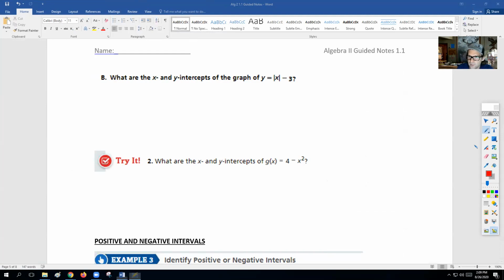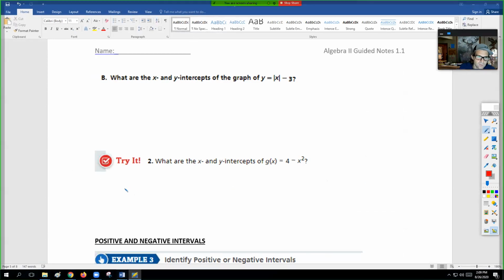Okay, next one, what are the x and y intercepts of this? Well, we could do the same thing, just type it into Desmos. But if you want to try this one on your own, feel free, pause the video. But I'm going to keep going through. Okay, here we go. X-intercept. We're going to make y equal to 0. Now remember, g of x is the same thing as y.